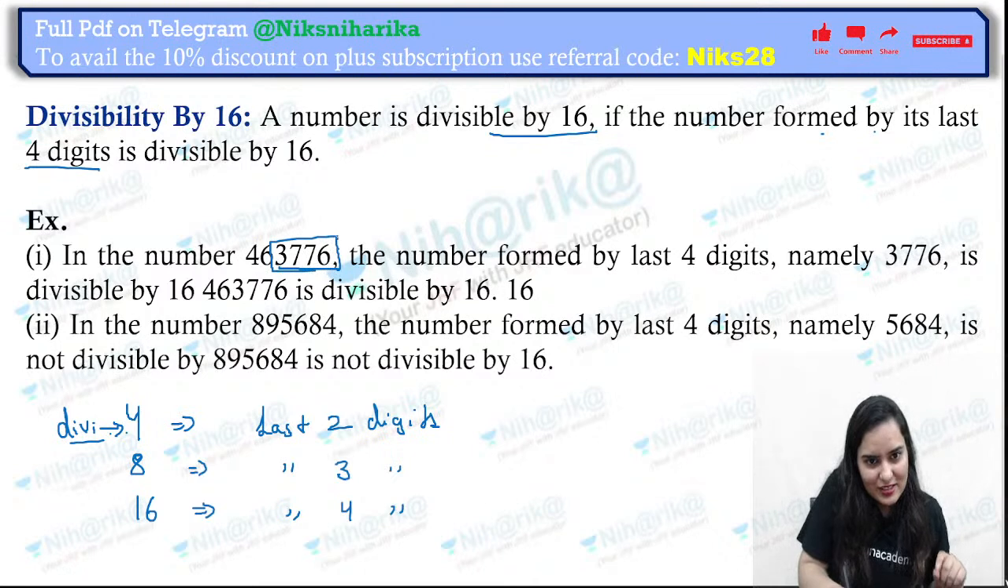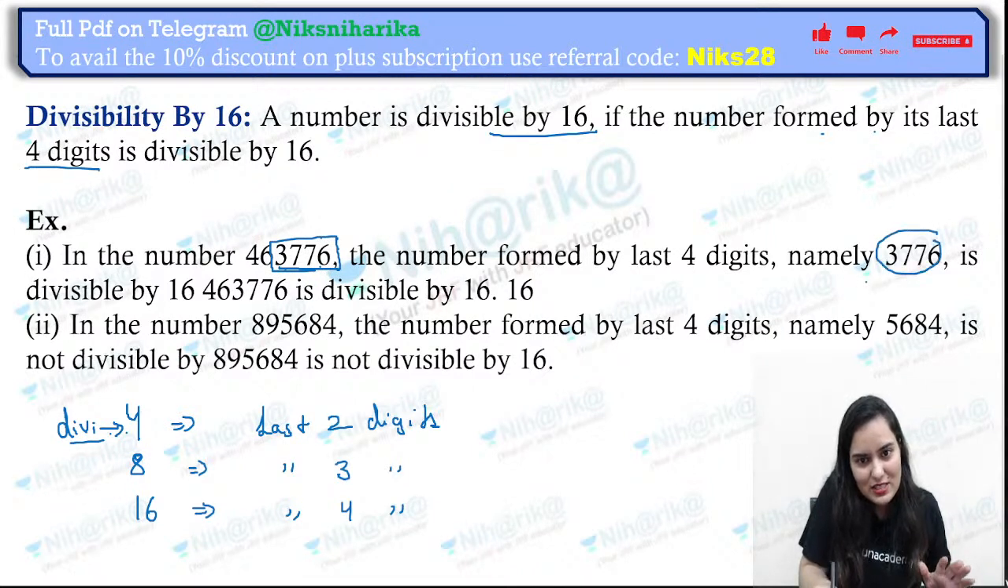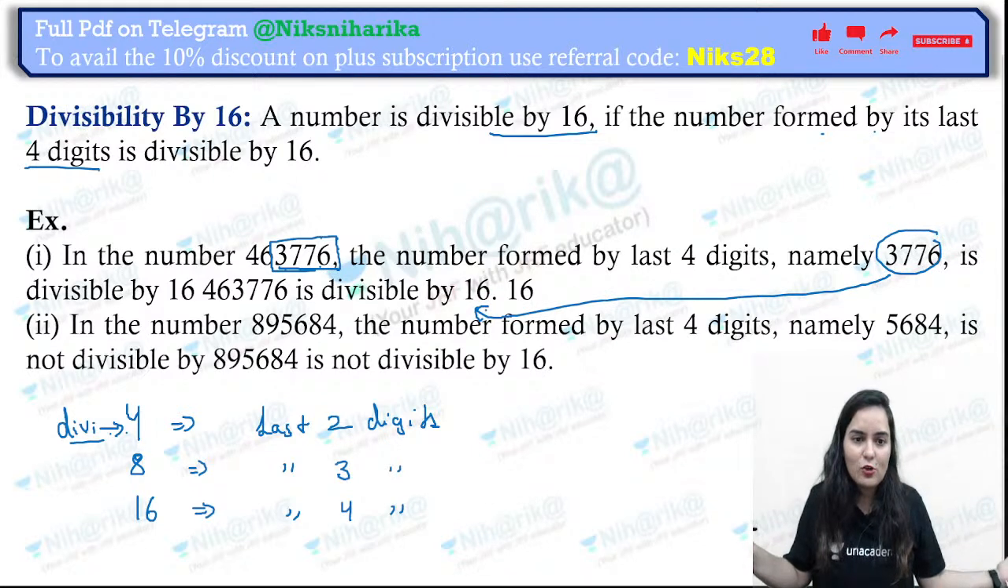In this, you will take just the last 4 digits and divide them. 3776, is it divisible by 16? Yes, then definitely the whole number will be divisible by 16. No need to divide the full number.